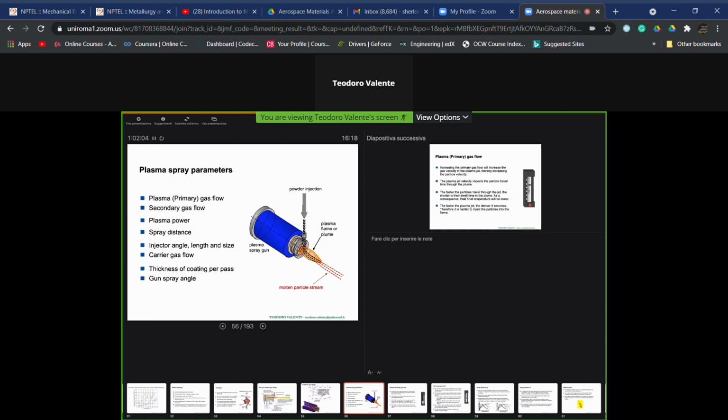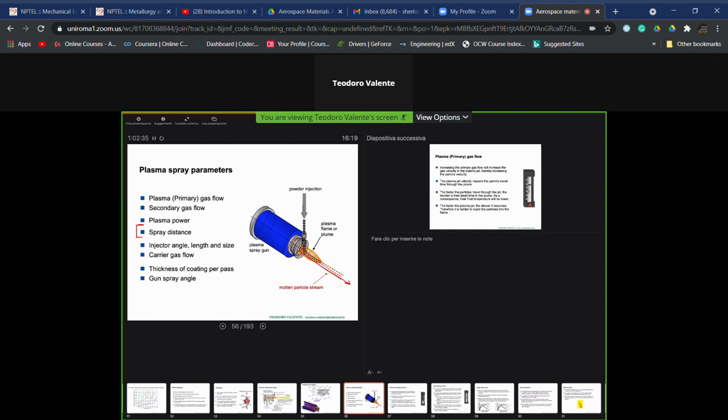Obviously, the plasma power is another parameter that we can expect will be very important because it affects ionization, that is plasma formation. But there is also, for example, the spray distance, which is very important. The spray distance is calculated as the distance from the exit of the nozzle to the substrate to be coated. Why is this important?